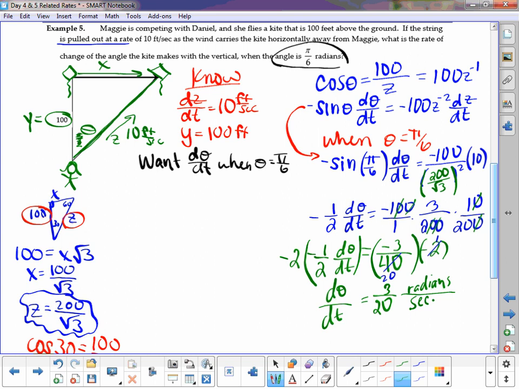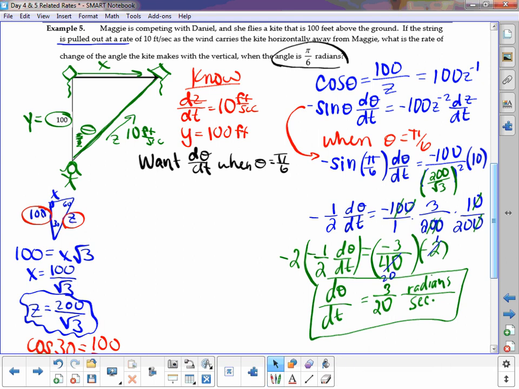second. So the rate of change of the angle that the pipe makes with the vertical is 3 over 20 radians per second. Or in other words, it changes 3 radians for every 20 seconds at the moment.